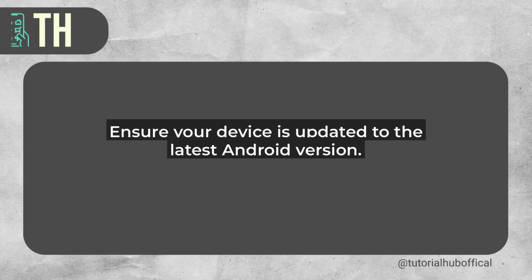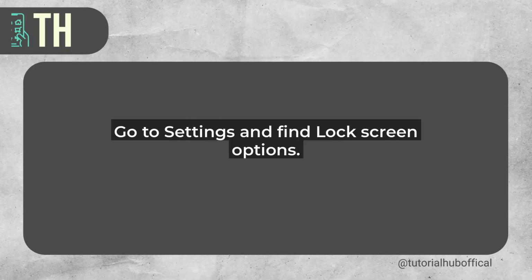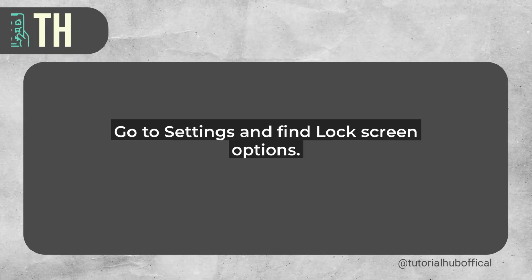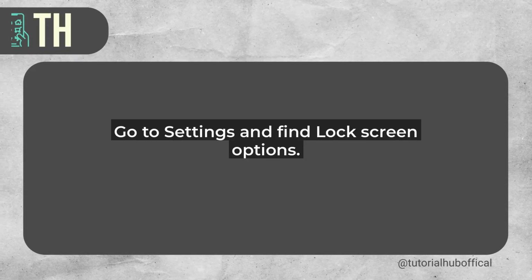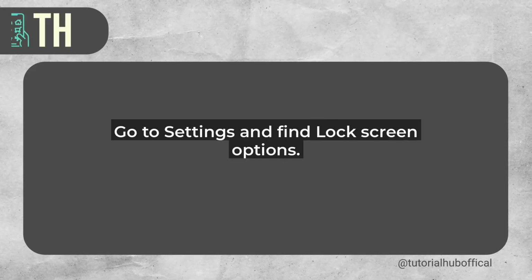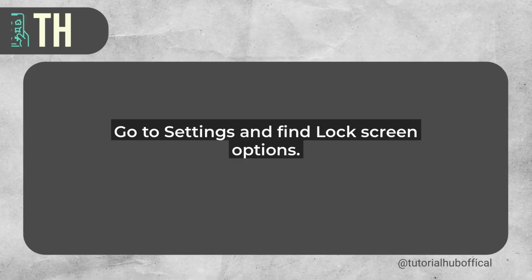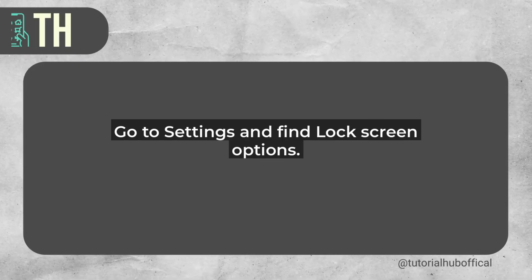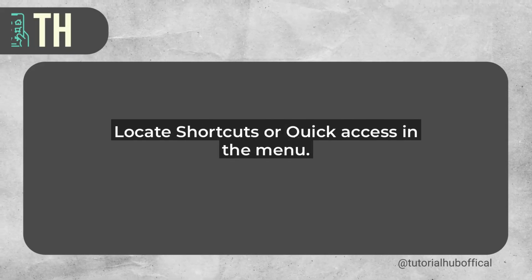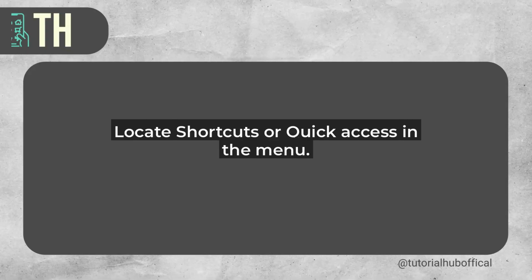Start by unlocking your phone and going to the Settings app. It's usually that gear icon on your home screen or in your app drawer. Once you're in Settings, scroll down and tap on Security and Privacy, or Lock Screen and Security, depending on your device model. Look for the Lock Screen options. This might vary slightly between phones, like Pixel or Samsung devices, but it's generally straightforward.